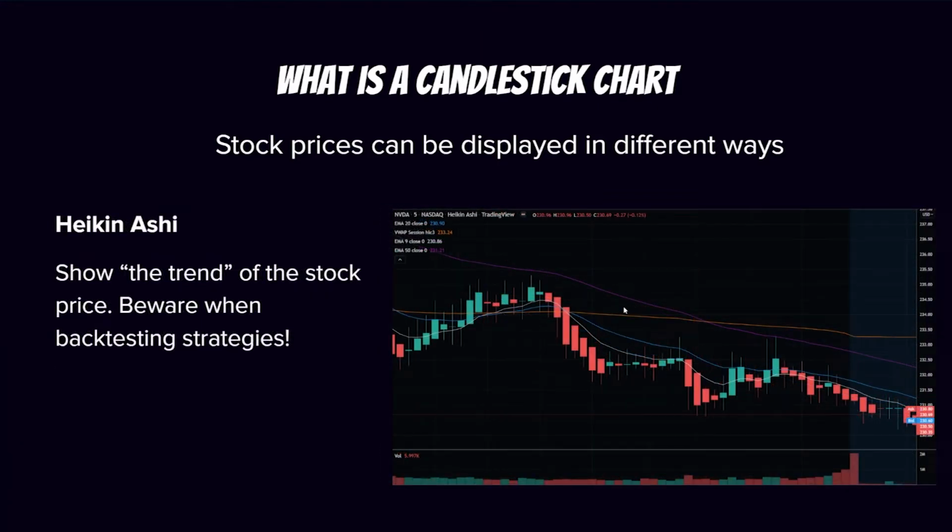There are also weird candles sometimes. Weird, I mean not very user-friendly, I would say, that are used for very specific reasons. This is, for example, the Heikin-Ashi, and this kind of chart actually shows the trend of the stock price, and it's different from the candlestick chart.